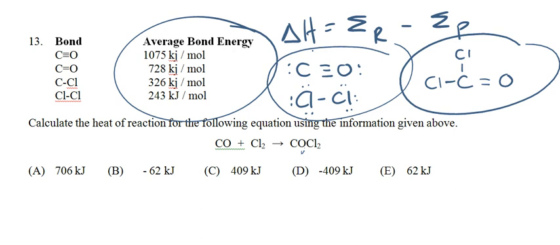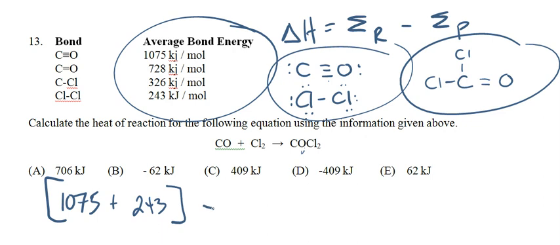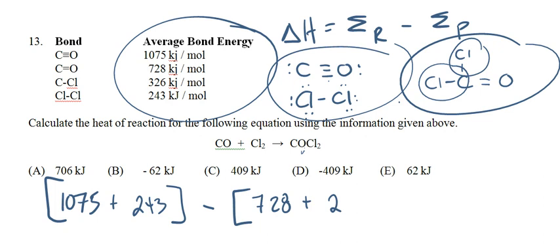Okay, so let's do some math here. We have 1 carbon oxygen triple bond, which has a value of 1075, plus 1 chlorine bond, which is 243. And then we'll subtract, we have 1 carbon oxygen double bond, so 728, plus 2 carbon chlorine bonds, which is 326.